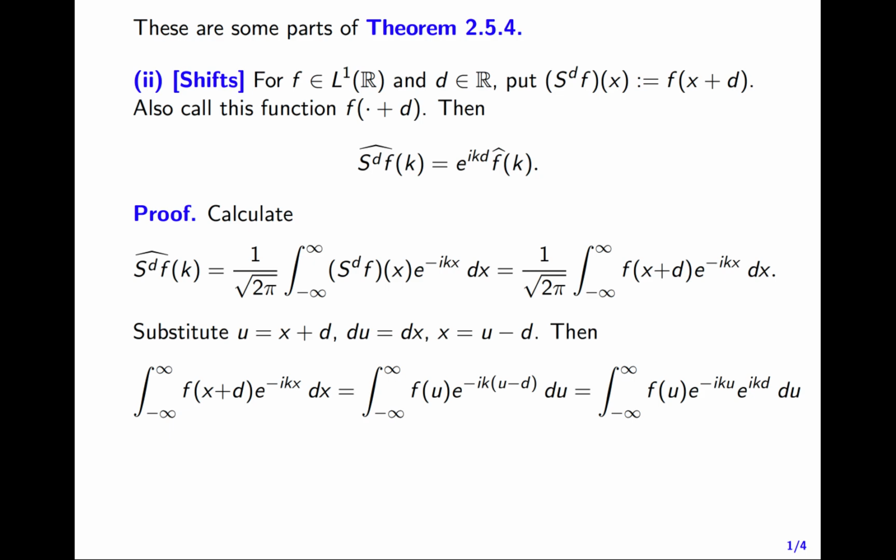Now look at that last factor, e to the ikd. There is no u at all in that exponential. I can pull it out of the integral. So this becomes e to the ikd times the integral from minus infinity to infinity of f of u, e to the minus iku du. And of course we recognize this integral as the Fourier integral for f hat of k up to the factor of root 2 pi. So we've proved our very useful shift identity.